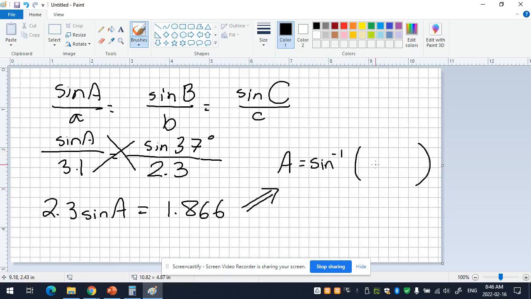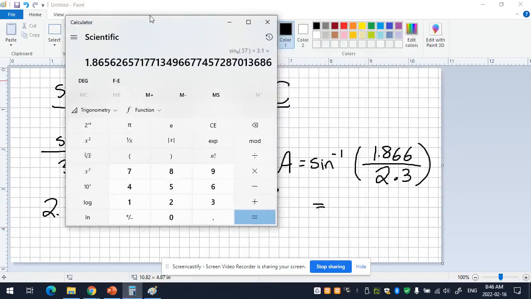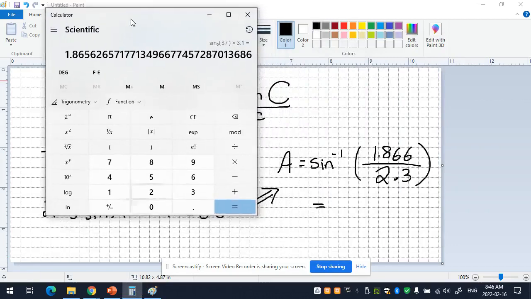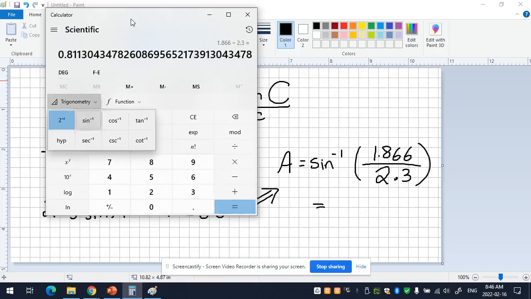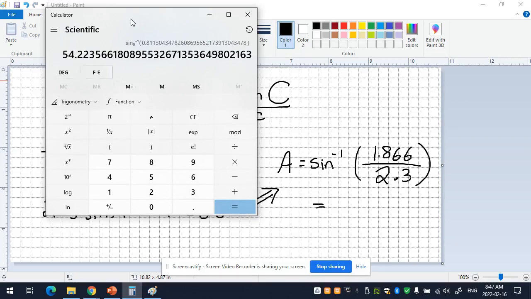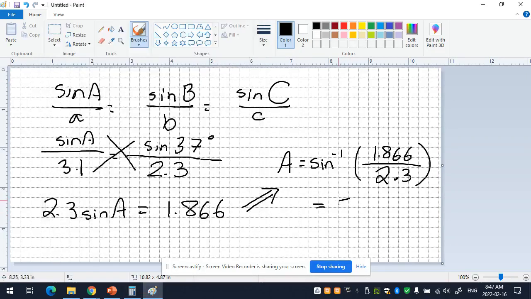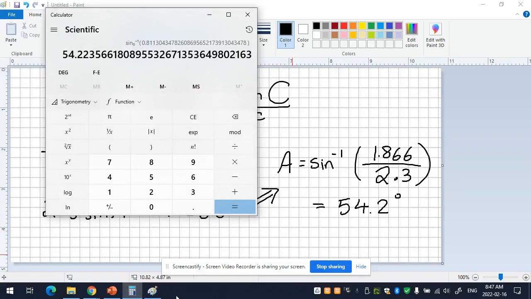I'm more than okay with you jumping to this step if you like. You know you're going to divide 1.866 divided by 2.3, which in one shot, or I can do it in 2 steps here. 1.866 divided by 2.3. Trig. Second, you have to shift for second sine. 54.22. 54.2 degrees. There you go. Any questions so far? Make sense?